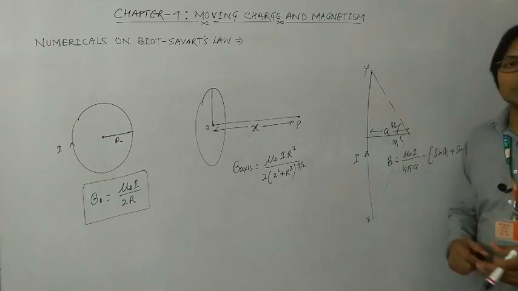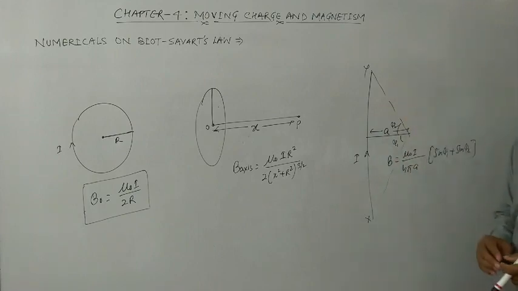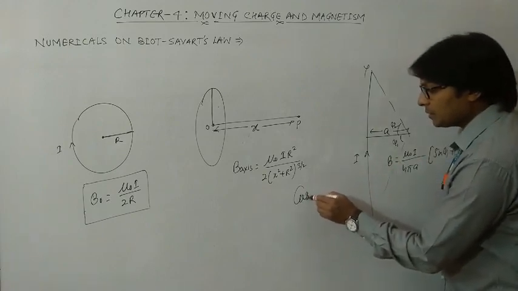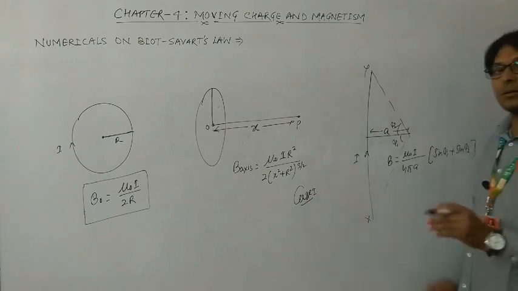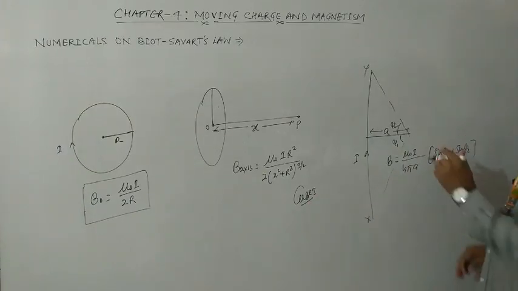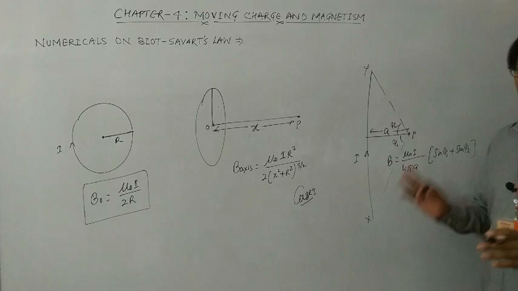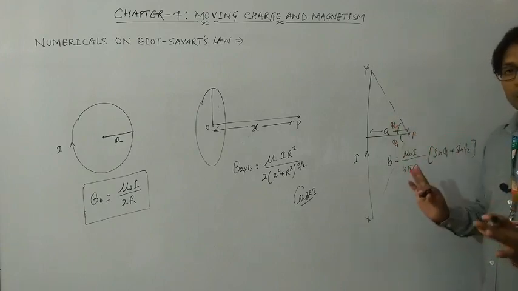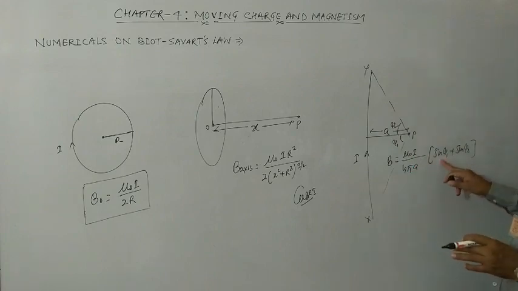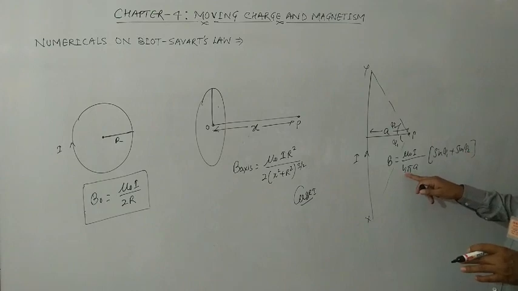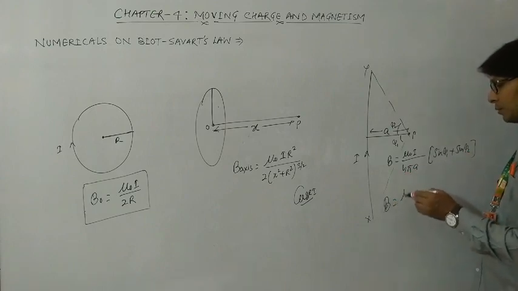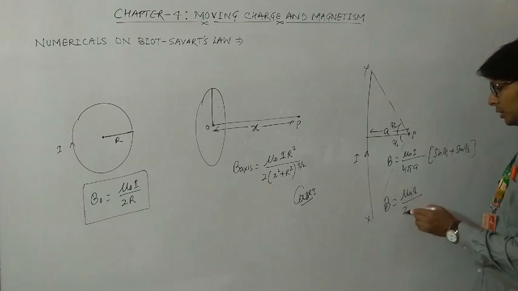We also derived some special cases in this topic. In the first case, we considered that the wire is of infinite length and point P is at the center of this wire. Then the angles phi 1 and phi 2 become 90 degrees, therefore sine 90 plus sine 90 becomes 2, and 2 cancels with the 4, so B equals mu 0 I upon 2 pi a.